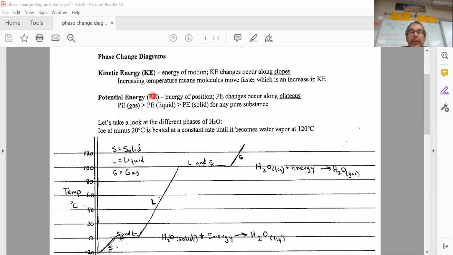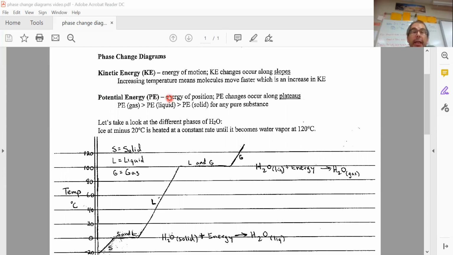Potential energy is energy of position. So think of water held back by a dam, or think of a skier on top of a hill before that skier goes down, or think of energy stored in the bonds of glucose. That would all be potential energy.